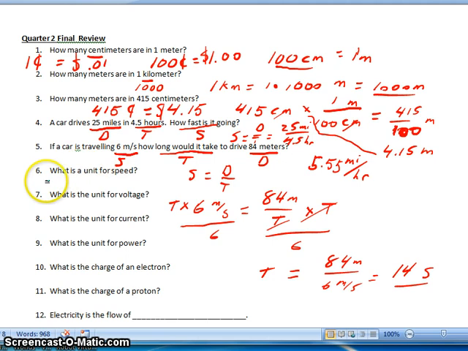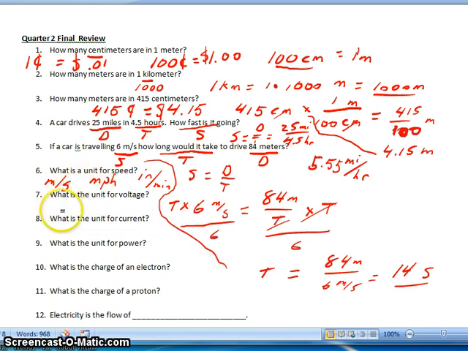All right, the next couple are just fill in the blank answers. A unit for speed. Well, we just did one that was meters per second. You could also do miles per hour. We could do inches per minute. Any of those could be a speed, anytime you have distance over time.